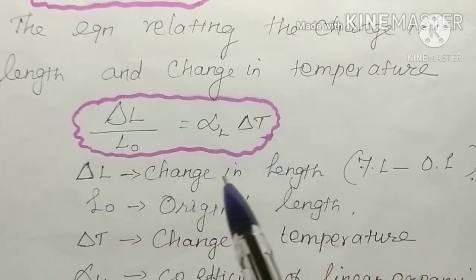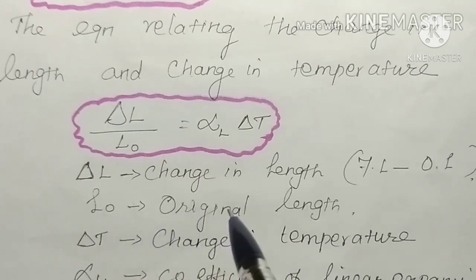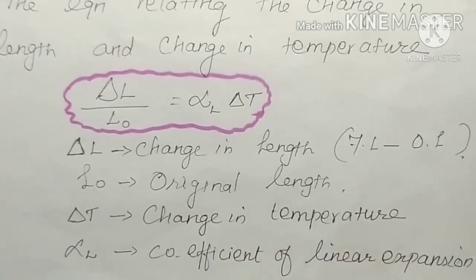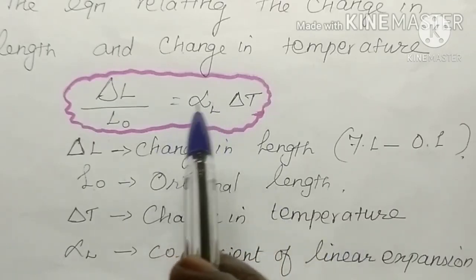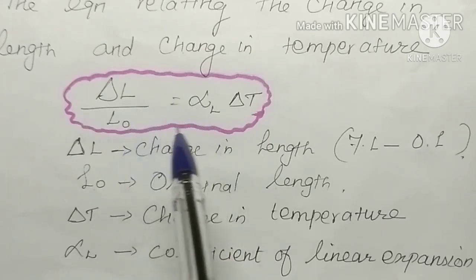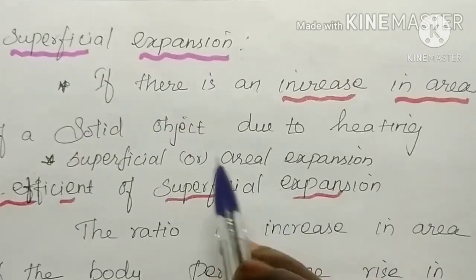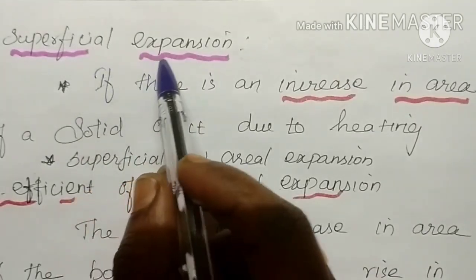Here delta L is the change in length, L0 is the original length before heating, and delta T is the change in temperature, which is the final temperature minus the initial temperature. Alpha L denotes the coefficient of linear expansion. So the equation relating the change in length and change in temperature is delta L by L0 equal to alpha L into delta T.